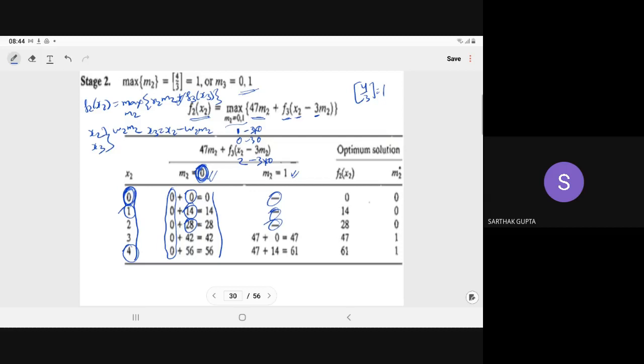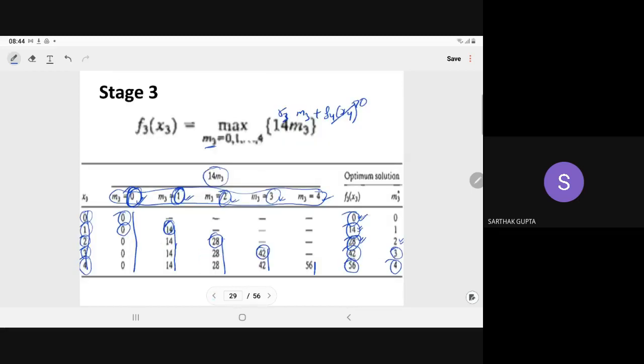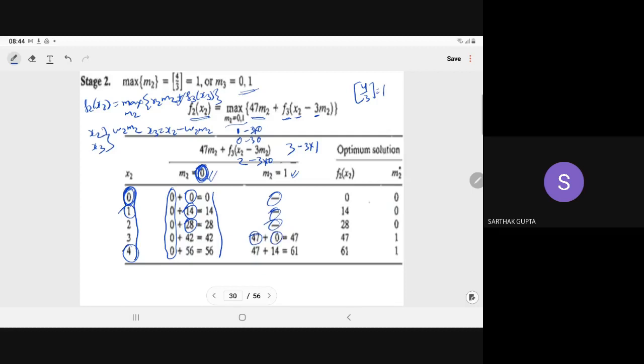So it will be 47 M2, 47 into 1. Now X2 is equal to 3 and M2 is equal to 1. So it will become 3 minus 3, that is F3 of 0. F3 of 0 is 0, so that's why here we have 0. Then if X2 is equal to 4 and M2 is equal to 1, when M2 is equal to 1, 47 M2 is equal to 47.